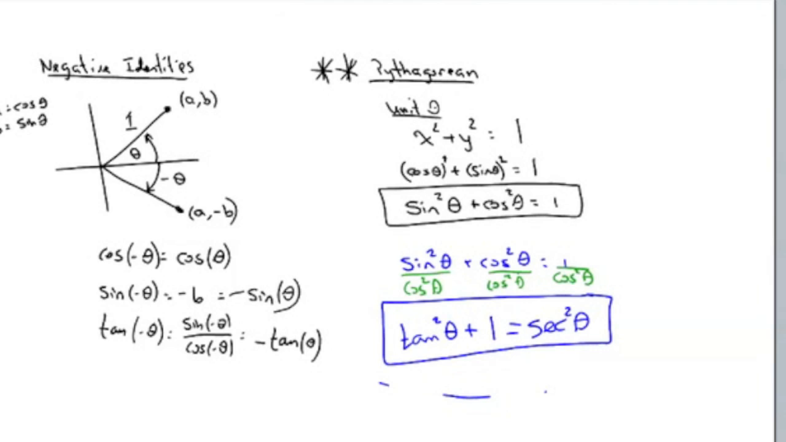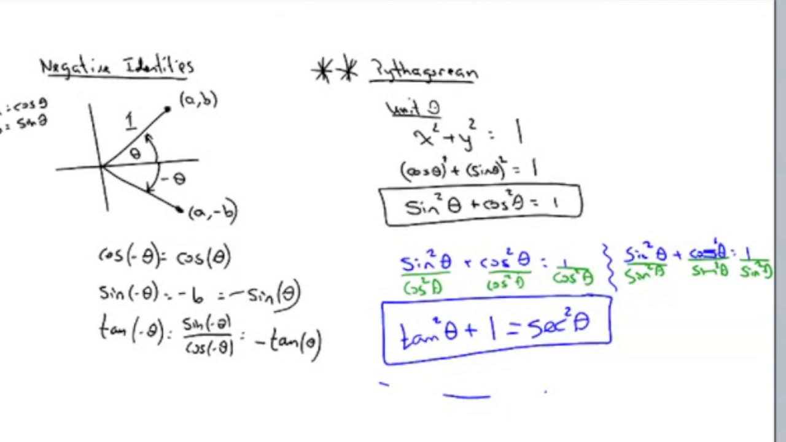All right, we can come up with another one by taking the same identity and dividing everybody by sine squared. If I divide everybody by sine squared, you get the last of the trigonometric identities. This is the last one. There's only 3 of them.